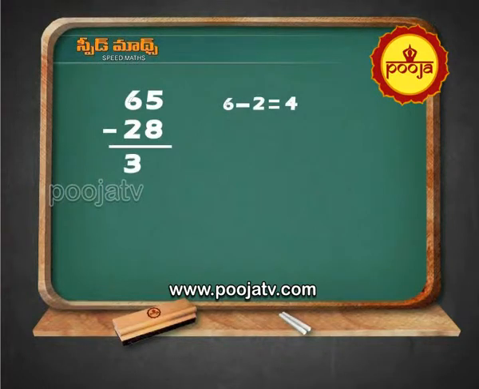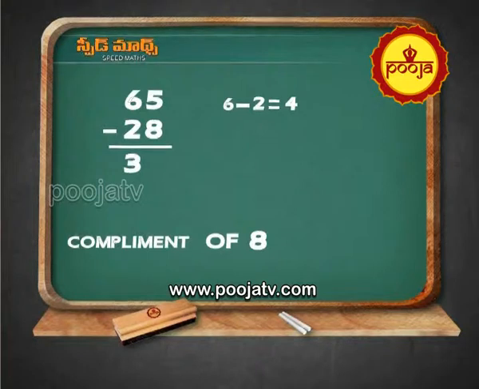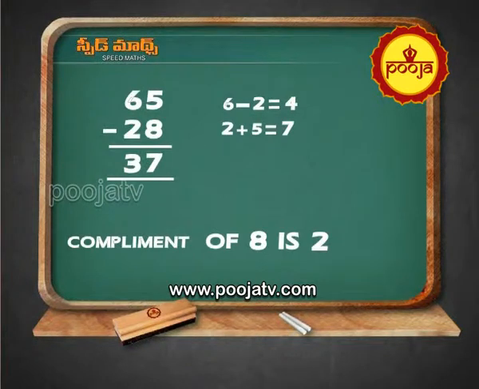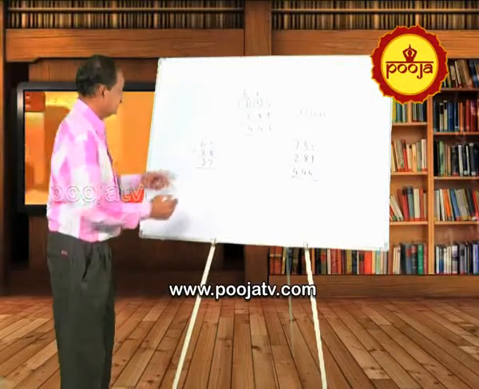6 minus 2, 4, but is it a match or mismatch? 5 minus 8 is a mismatch. So 6 minus 2 is 4, you write it as 3. Now, when it is a mismatch, I told you, you add the complement of the lower number to the higher number. What is the complement of 8? 2, 2 plus 5, 7. So, 65 minus 28 is 37 within a few seconds, that fast.